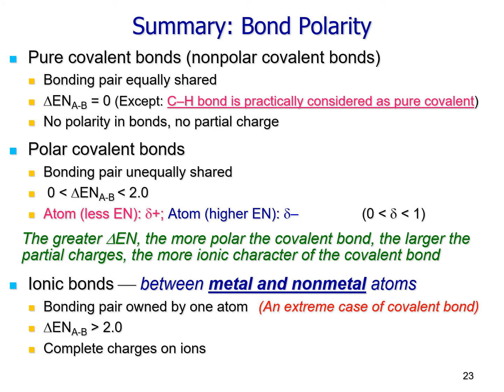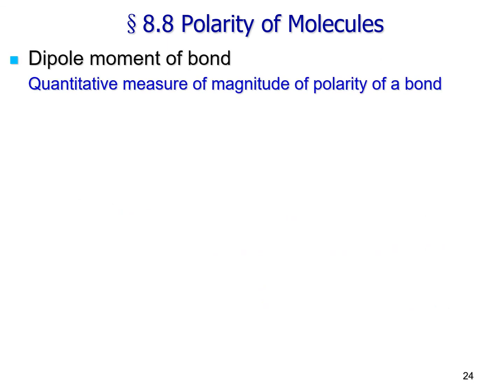And for each atom, we talk about a charge. We talk about a cation and an anion because they carry the whole unit of charge. So this is how we can differentiate the polarity of the bond. The measurement in numbers for polarity is called the dipole moment. That's a quantitative measure of the magnitude of the polarity of the bond.